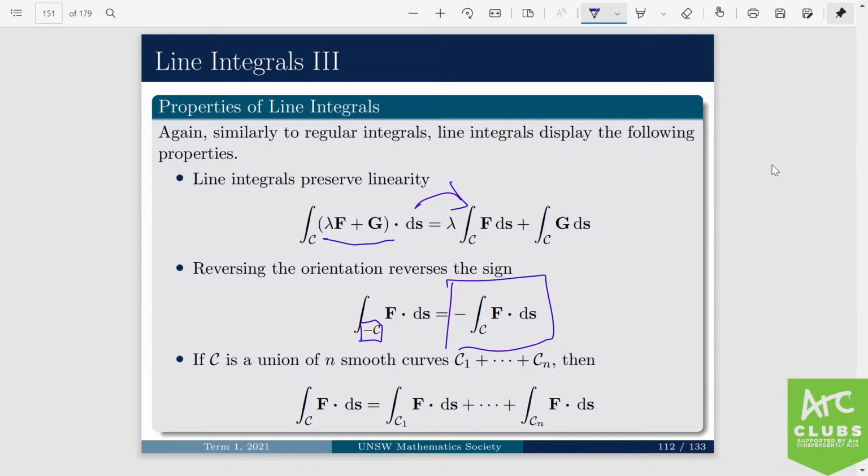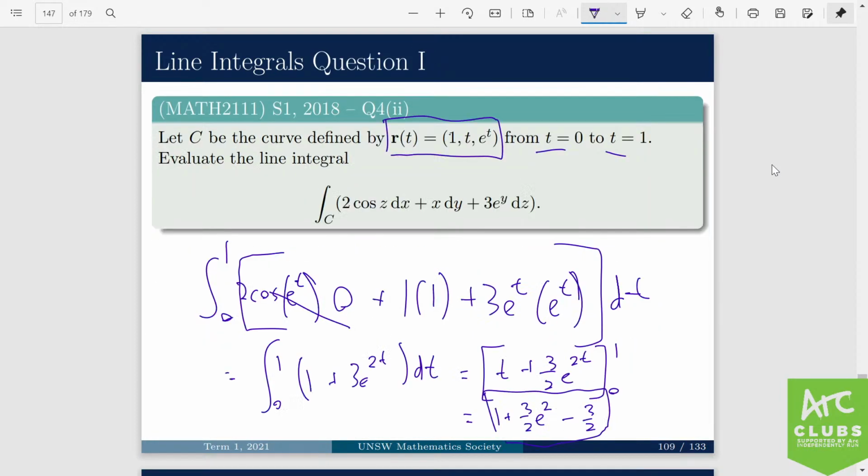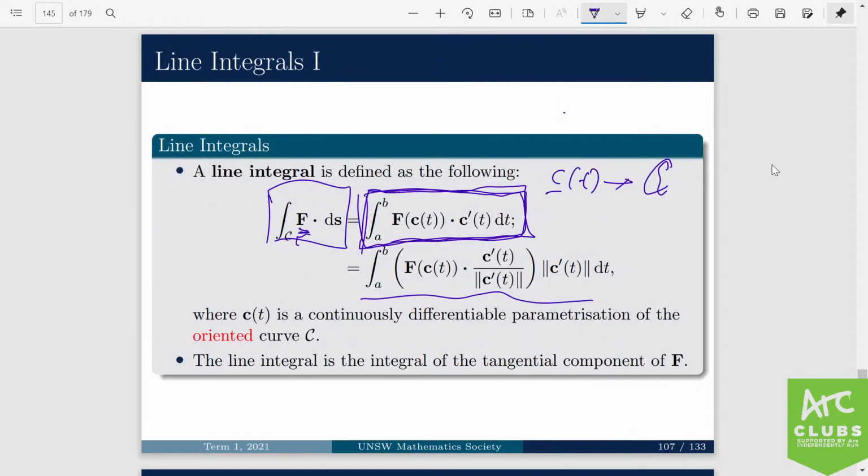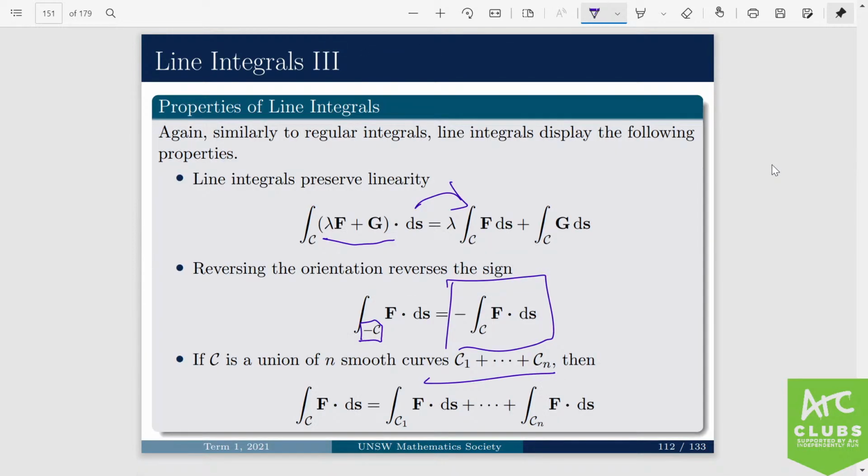And if C is a union of smooth curves, I think I might have skipped that earlier. Actually, I haven't really defined what smooth is. But essentially, you can break it up into the bounds. That's like with our regular integrals, where we can break it up. In fact, C doesn't actually have to be between A and B; it can be anywhere. So we can break up line integrals as well.